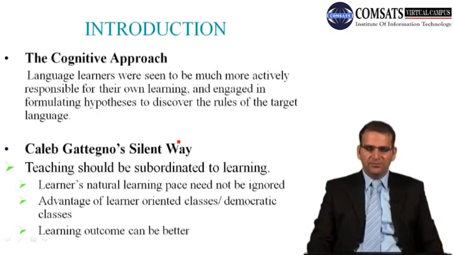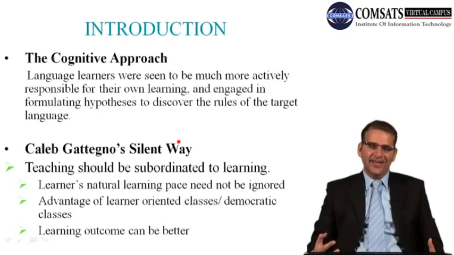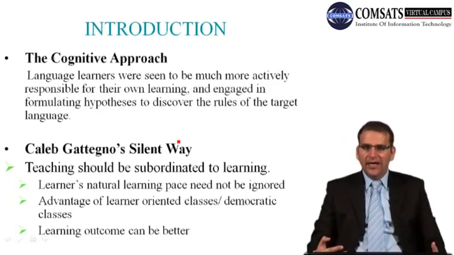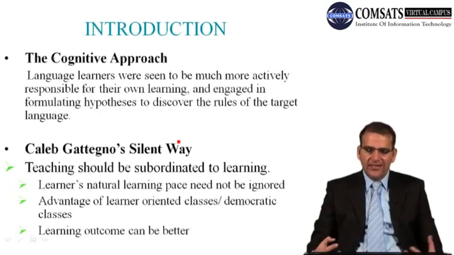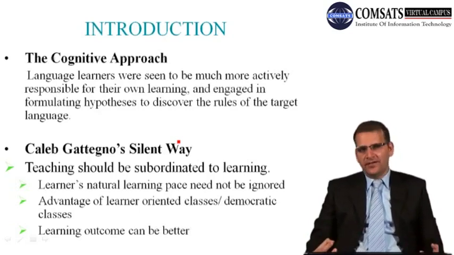Well, students, I was talking about this: the learner's natural learning pace need not be ignored. The learner is important, fine? So his natural pace of learning should be kept in mind. And then, of course, the advantage of learner-oriented classes, that is, democratic classes. Clear? The class should be learner-oriented. The approach should be a student-centered approach.